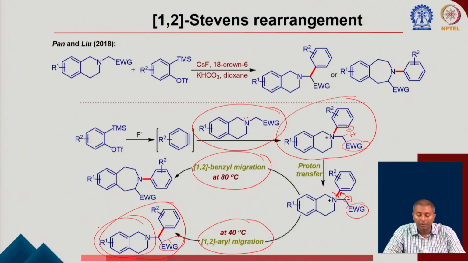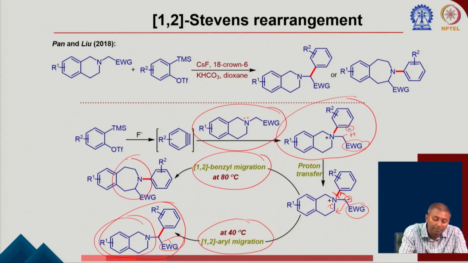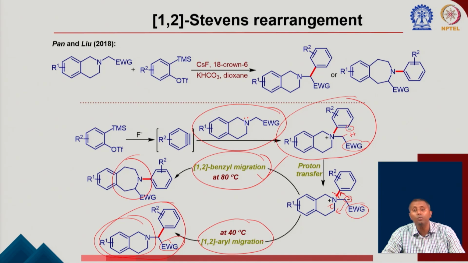Now if you see at 80 degrees Celsius, what is happening? If you increase the temperature, what is going to happen? Instead of the ipso substitution, it is readily going to attack this carbon to cleave this carbon nitrogen bond. Once that is happening, you have a ring expansion. Instead of the 6-membered ring, now there will be a 7-membered ring. So these are the two different situations that can happen. In one case, there is a 1,2-benzyl migration, where it attacks here and cleaves the bond, or there could be a 1,2-aryl migration.